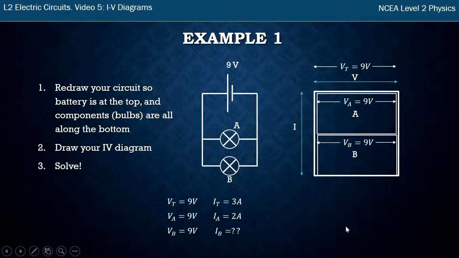Current's about the height. I'll get rid of the voltages just so we can concentrate on one at a time. What do I know? I know the total current, so the total height is 3 amps. It doesn't mean that A and B necessarily split that 3 amps in half. It could be that one takes more than the other. But I know, looking at this diagram, that the height of A plus the height of B equals the total. So what have I been given? I've been given the height of A is 2 amps. Therefore, I know the height of B must be 1, because 1 plus 2 equals 3.